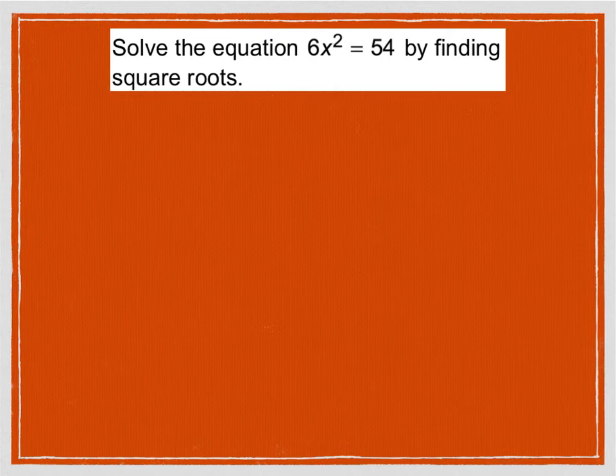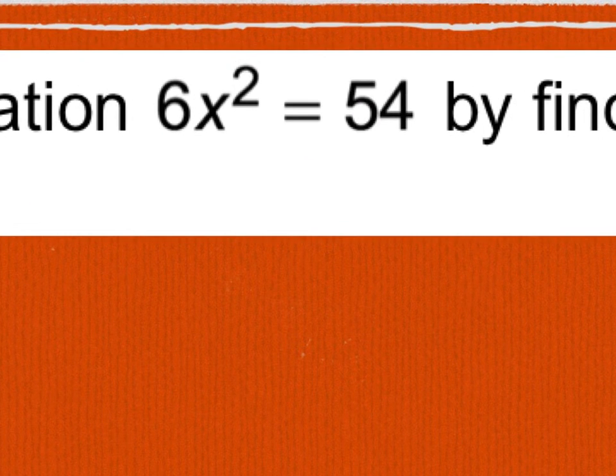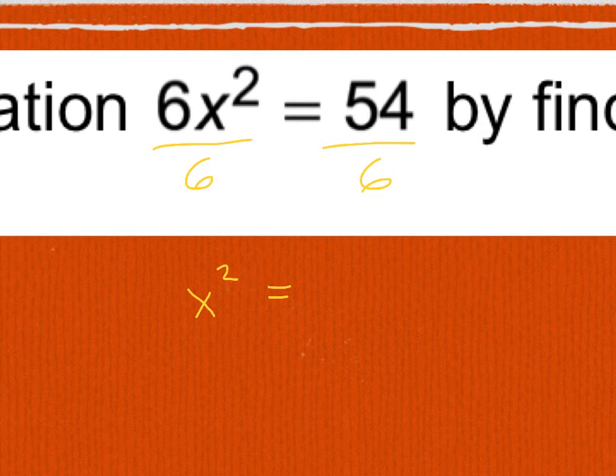Solve the equation 6x squared is equal to 54 by finding the square root. So what do we need to do first? Divide both sides by 6. So what do we get for our new equation? X squared equals 9. Okay. 54 divided by 6 is 9. So x squared is equal to 9.